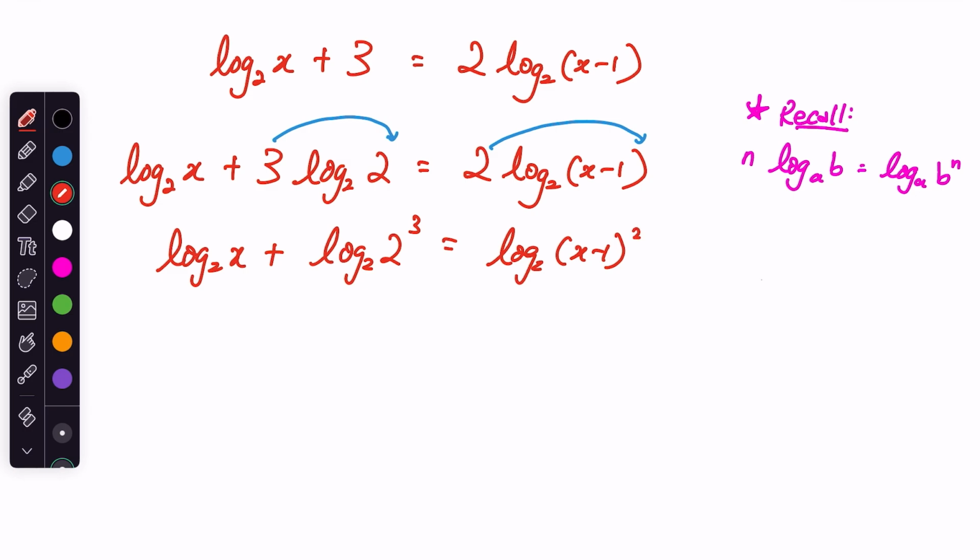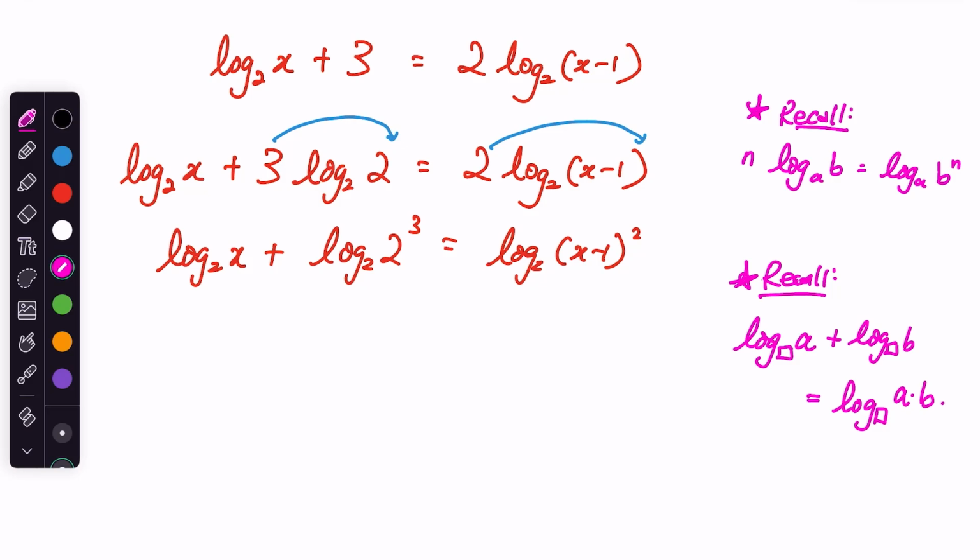Now, on the left hand side, I have two terms. I'm going to use the other property: when I have log base whatever of a plus log base whatever of b, I'm going to add them together. I will have the same base, and then the a and b will multiply together. This will help me combine these two into one term. So I have log base 2 of x times 2 cubed, which is 8x. So I'll write it as 8x, and the right hand side stays the same. Now I have log base 2 on both sides.